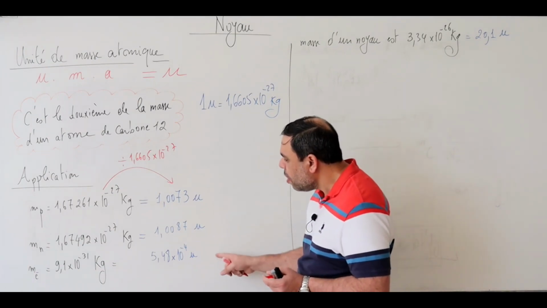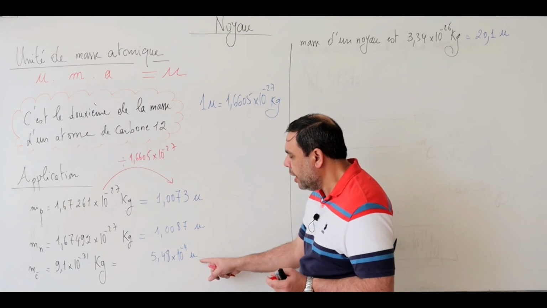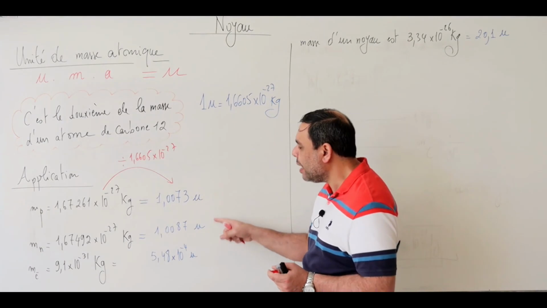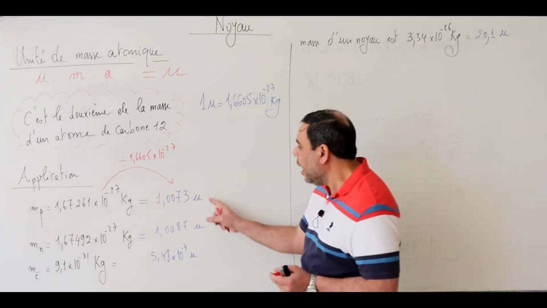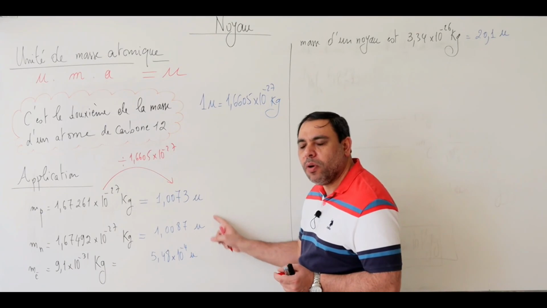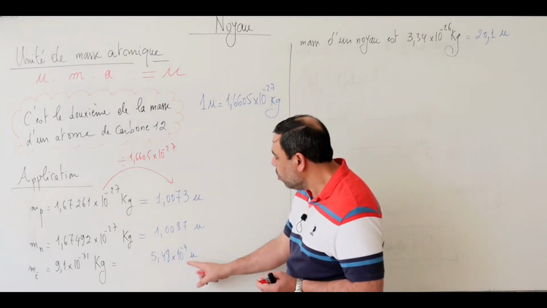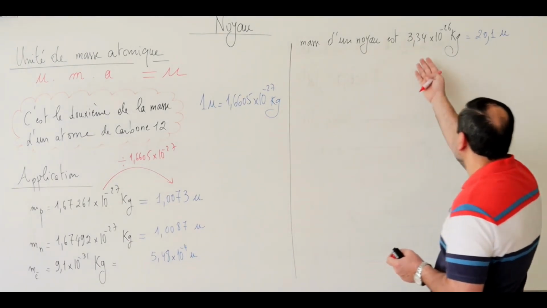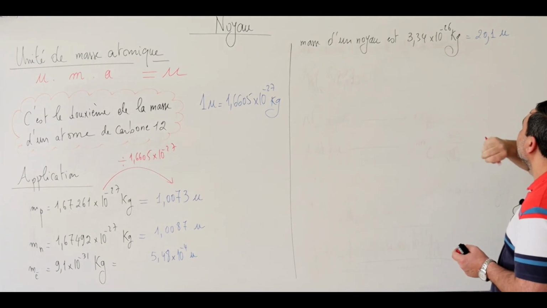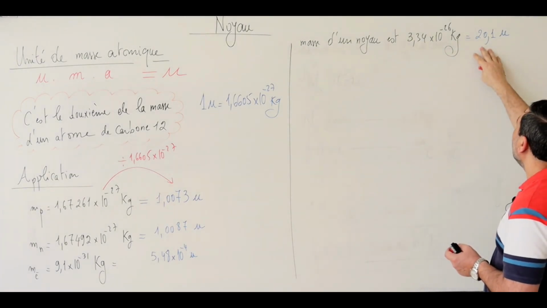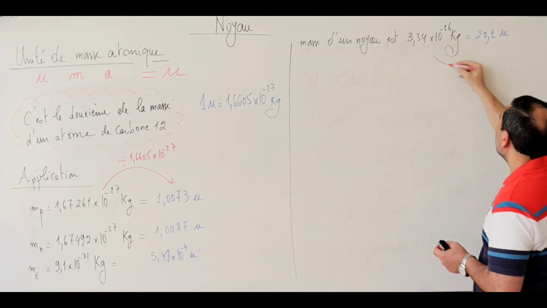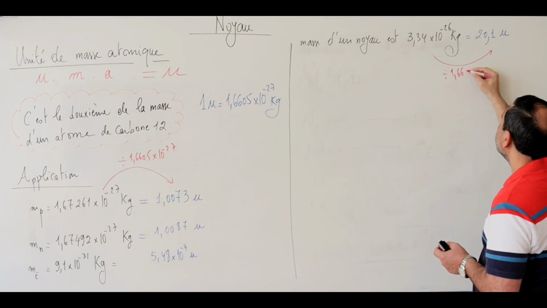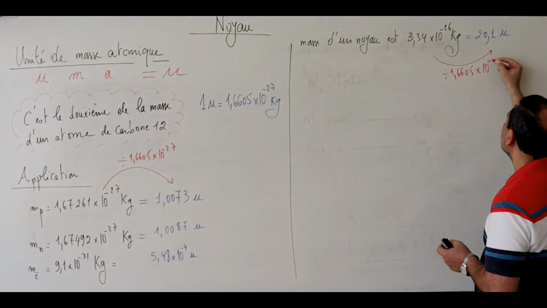The mass of the electron becomes 5.48 times 10 exponent minus 4 U. We notice that the electron has a negligible mass compared to the mass of the proton and neutron, since they are in the order of a unit, while this is in the order of 10 exponent minus 4. The mass of a nucleus is 3.34 times 10 exponent minus 26 kilograms. Its mass in U is 20.1 U. We convert such a number by dividing by 1.6605 times 10 exponent minus 27.